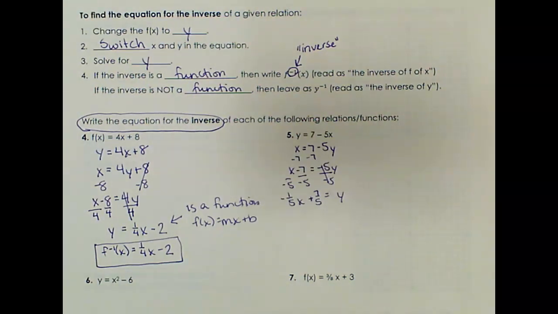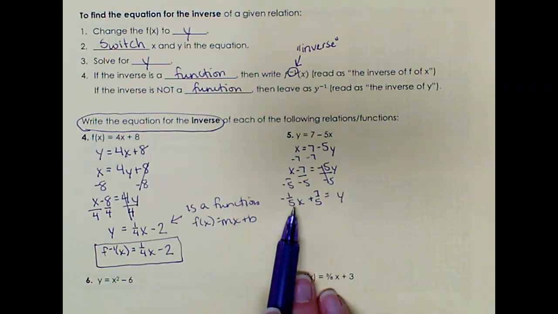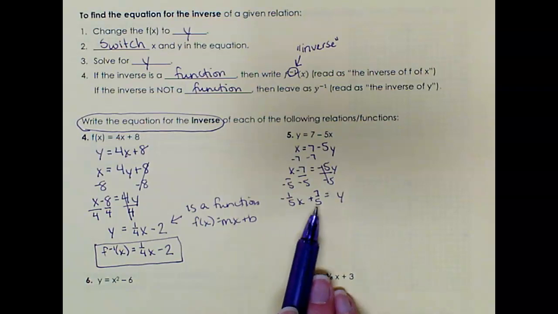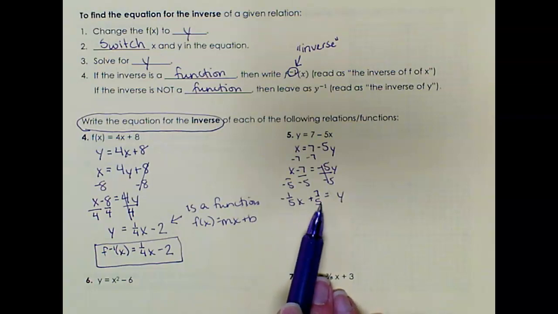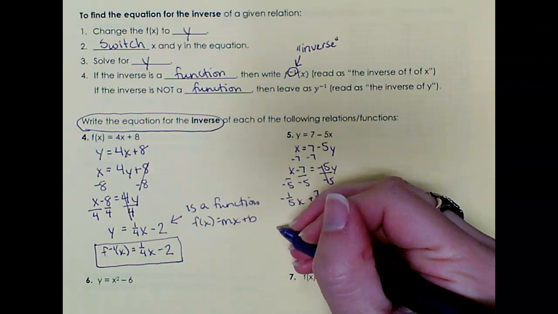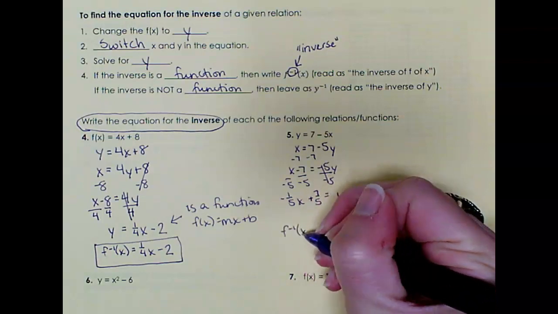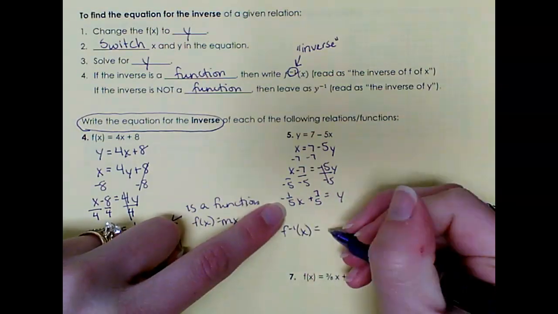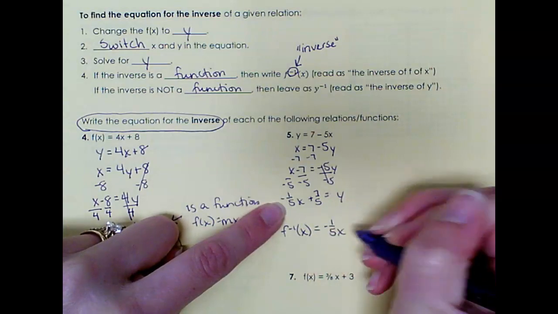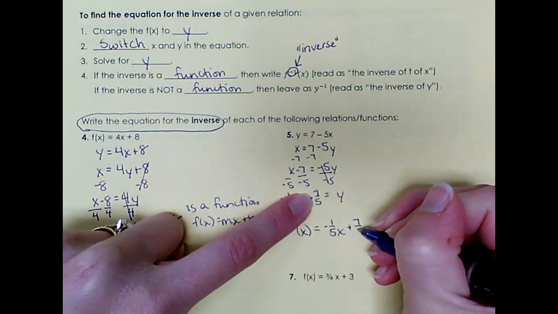So check your work with mine. We subtract 7 from both sides and divide everything by negative 5. We have that y is equal to negative 1/5 x plus 7/5. This again looks like mx plus b, a function that is linear. So I'm going to rewrite this as the inverse of f of x equals negative 1/5 x plus 7/5.